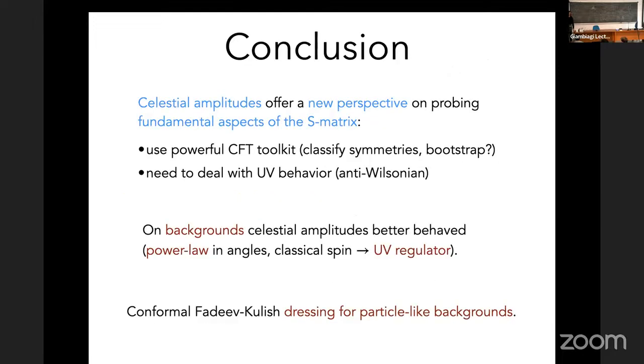So to summarize, I've told you about a new perspective on the S matrix via the celestial amplitudes. We like this because we can use CFT tools, and I've sort of sketched for you that we can make use of this powerful tool to classify symmetries. There are more curious features about these amplitudes, which we still have to fully unravel. Backgrounds are nice because they get rid of some of these more funny features, but they're also important for actually understanding a full holographic picture of asymptotically flat space. So let me thank you here.